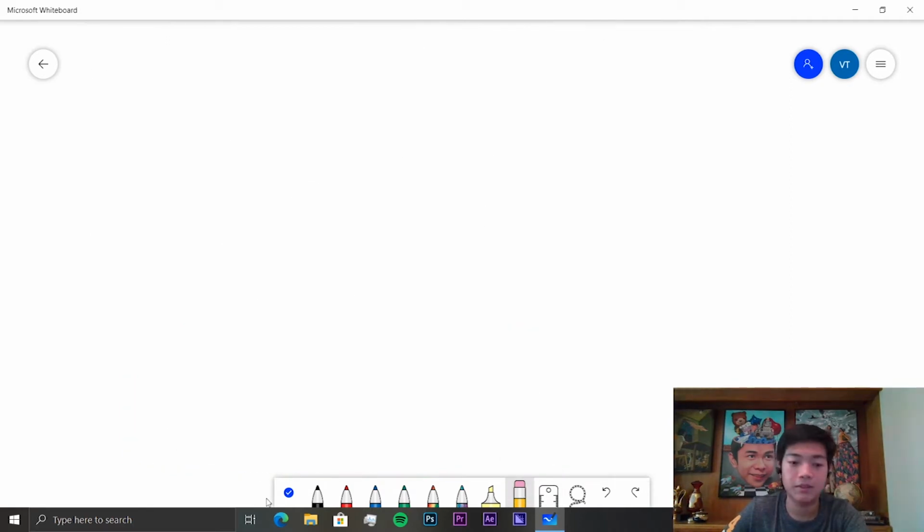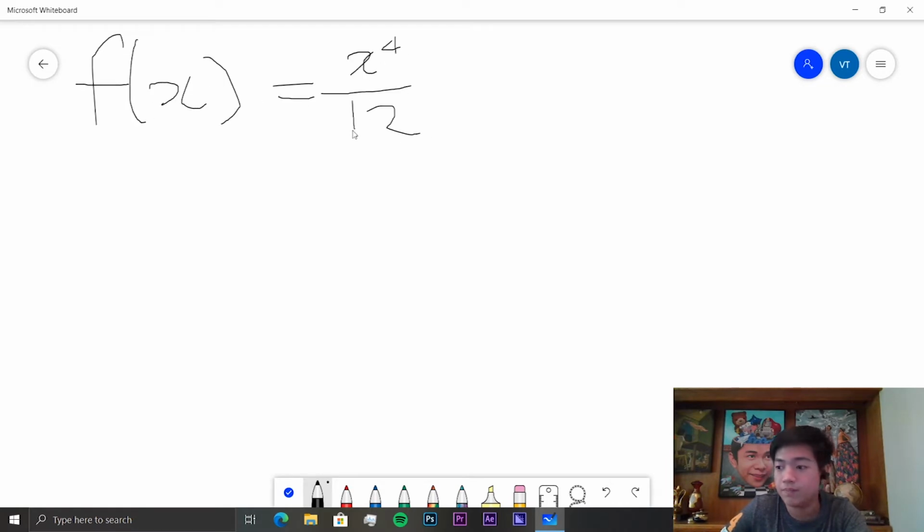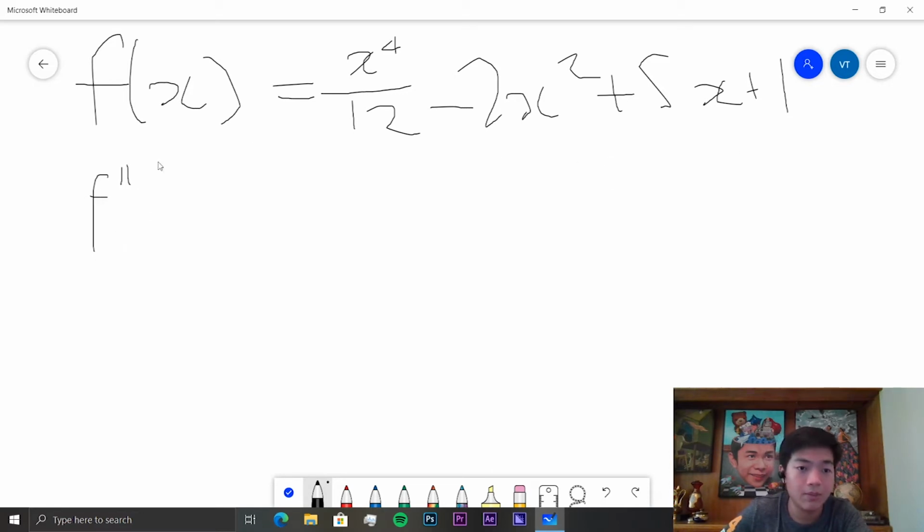Now on to the next one. We have the function f of x is equal to x to the 4 over 12 minus 2x squared plus 5x plus 1. We need to find the values of x for which f double prime x is equal to 0, so where the second derivative is equal to 0. So first let's find what the second derivative is in the first place.